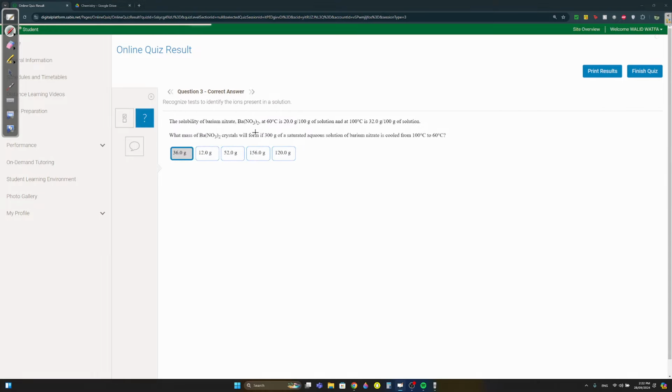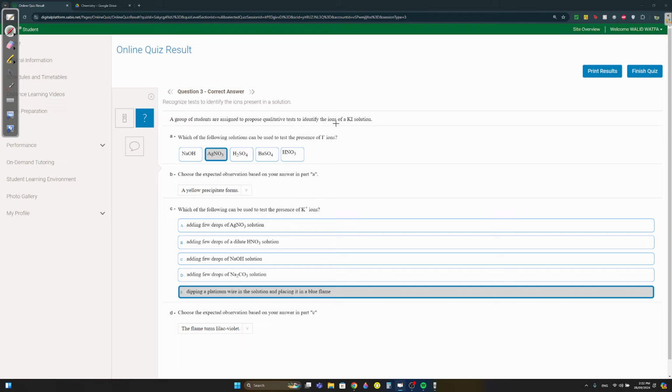Question 3. A group of students are testing KI. How would you test the presence of I minus? These are the easiest ones. Obviously, you add AgNO3, and it's going to form a precipitate AgI, which is yellow, because iodine forms yellow. Which of the following can be used to test the presence of K+?